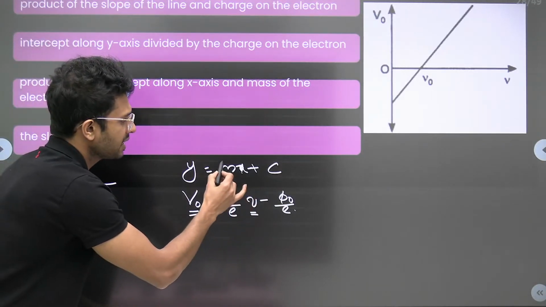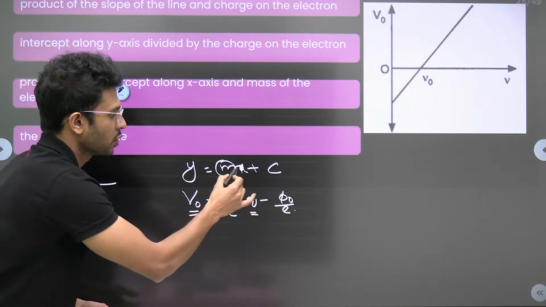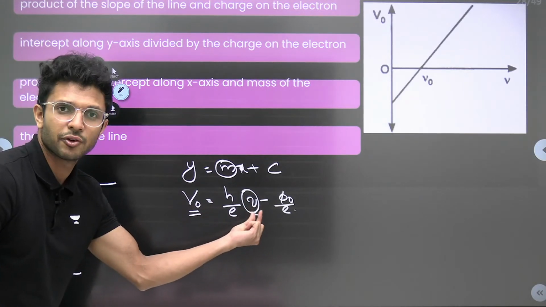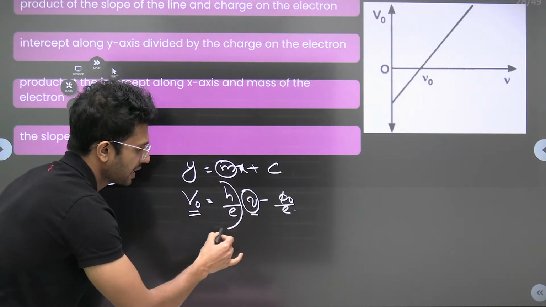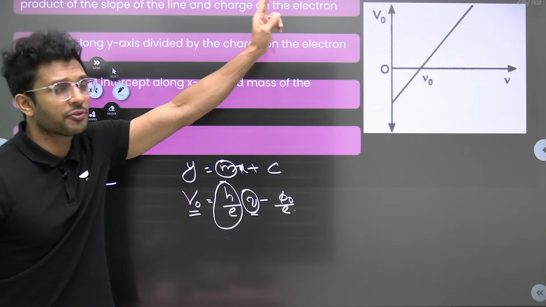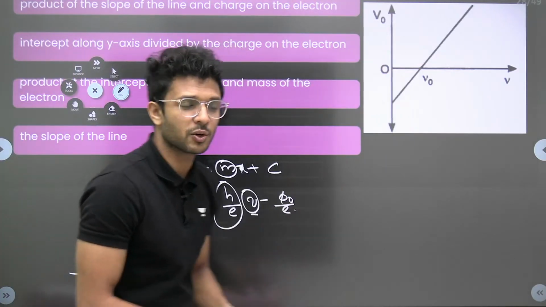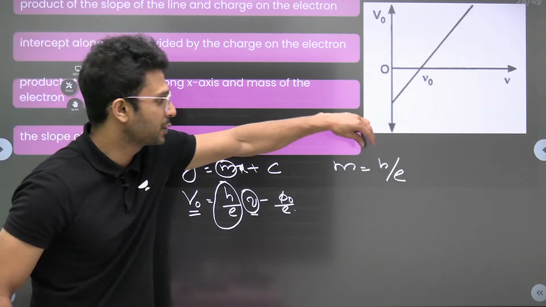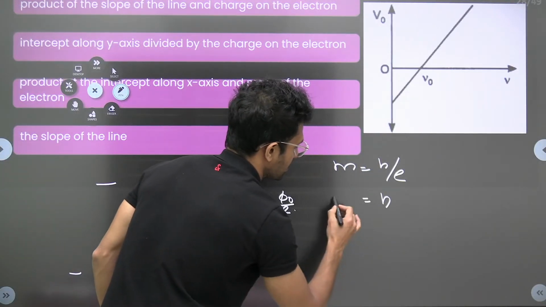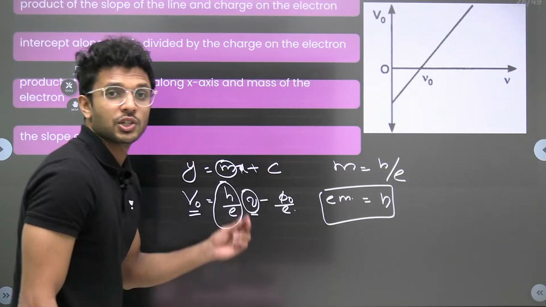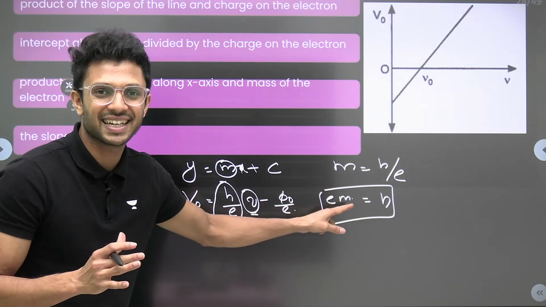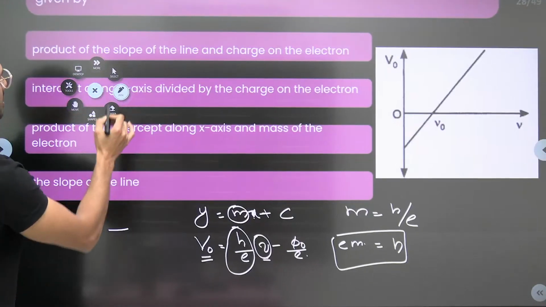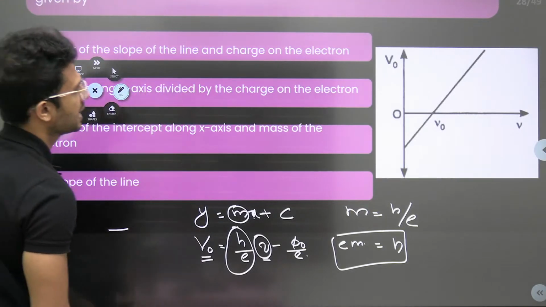So whatever is the coefficient of the quantity plotted on the x-axis. What is the quantity plotted on the x-axis? Frequency. That will correspond to m. M means slope. The slope of the graph plotted between stopping potential and frequency is h by e. You wanted to get h. So how can you get h from here? h is equal to e into m. You just need to take the product of m, which is not mass, okay? Don't get confused. m means slope, and e is the charge of an electron. The product of the slope of the line and the charge on the electron.